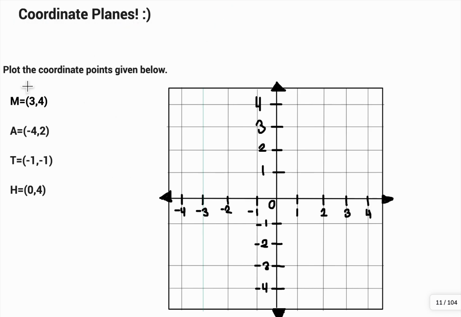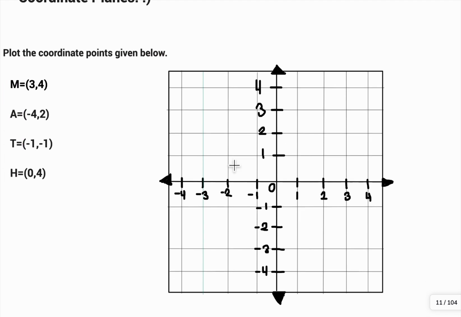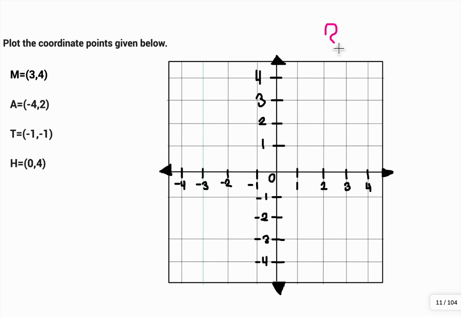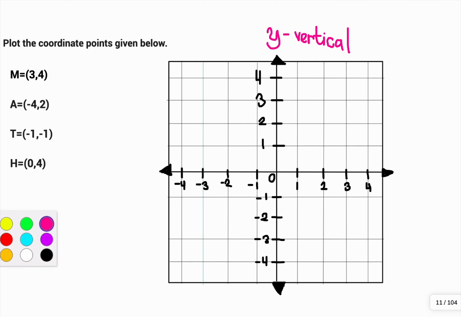So our first question is to plot the coordinate points given below, which as you can see spell out MATH. So let's start with the basics, since you might be wondering, what is this graph? As you can see, the line going from up to down is called the y-axis, and it goes vertically. And our next line, going from left to right, is going to be called our x-axis. So that will be going horizontally.